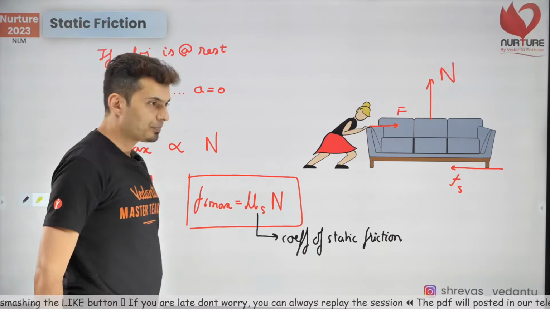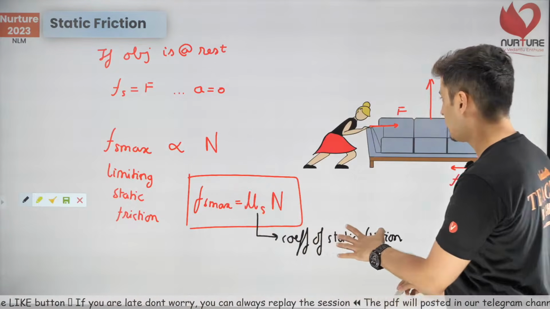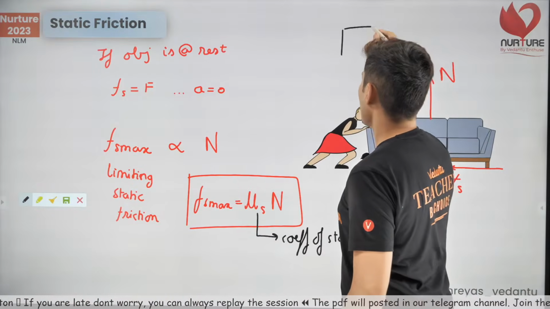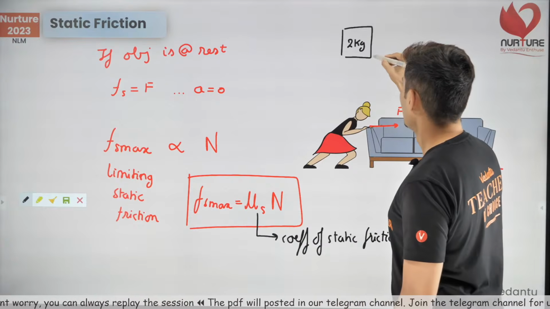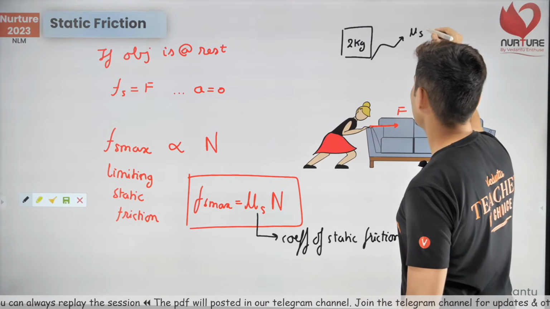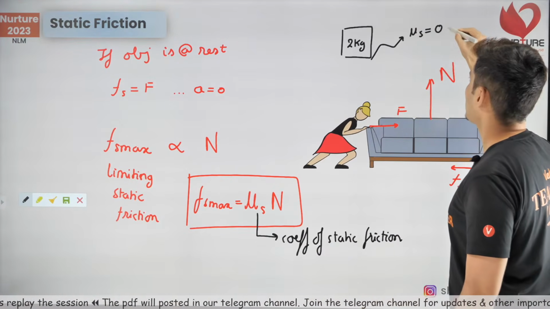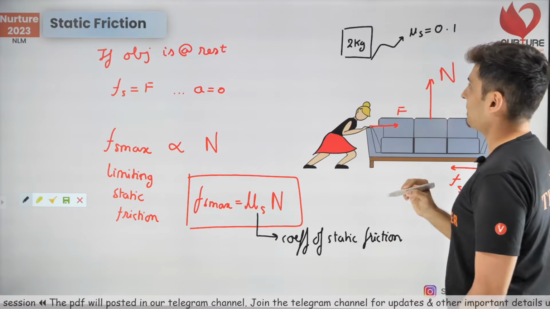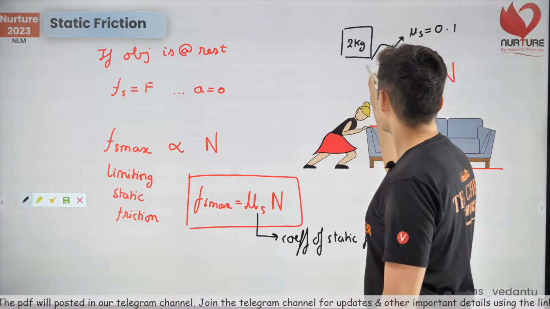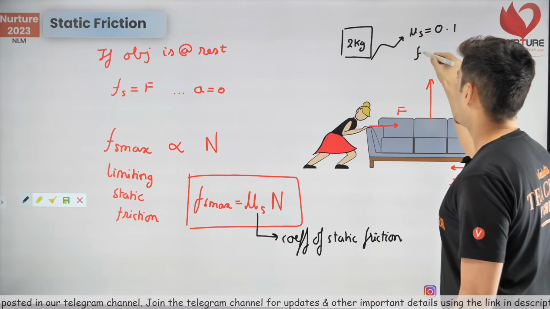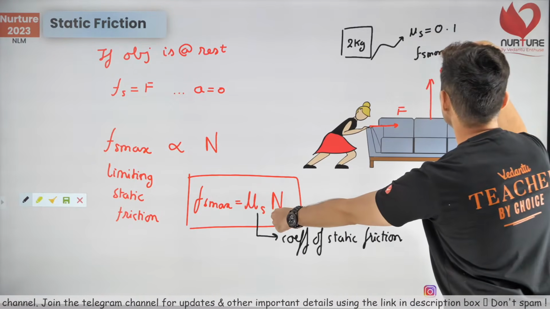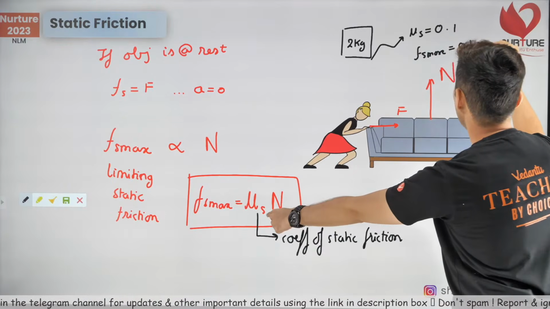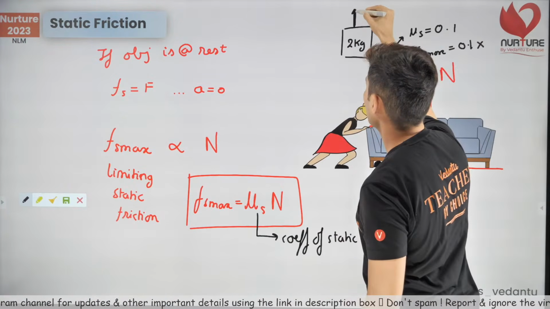What does that mean? See, simply put, for example, I have a 2 kg block and I tell you the coefficient of static friction, for example, is 0.1. From this data, I will get Fs max as mu s N. Mu s is 0.1. Normal force. What is the normal force?